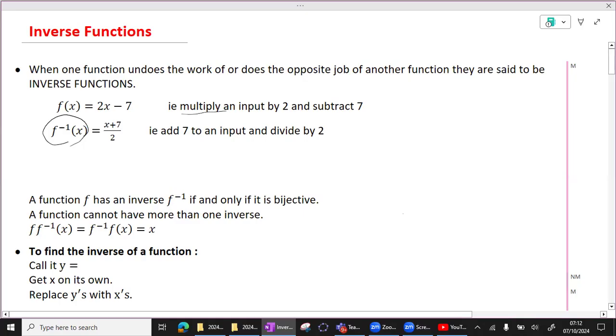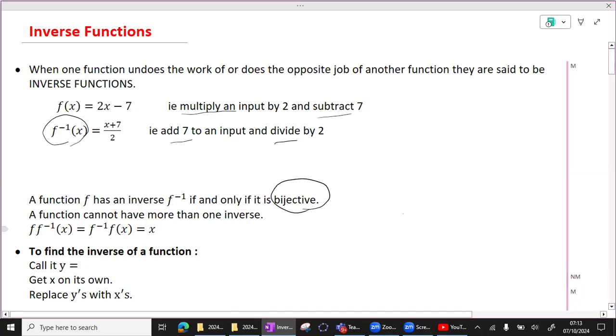Where we were multiplying by 2, we're now dividing by 2. Where we subtract 7, we now add 7. So they're total opposites of each other. A function f has an inverse if and only if it is bijective. So it has to be bijective for this to be possible. And a function cannot have more than one inverse. So a function only has one inverse.